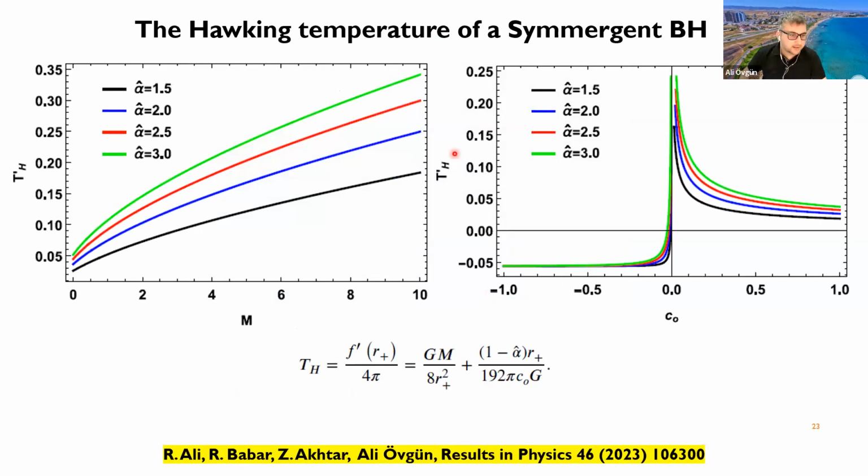So here you can easily see how the alpha and C0 terms change the Hawking temperature clearly, because alpha is here and C0 is here. So it is different from the Schwarzschild case, of course. And one can observe that the temperature exponentially increases with varying mass, and it is also increasing with varying the alpha parameter.